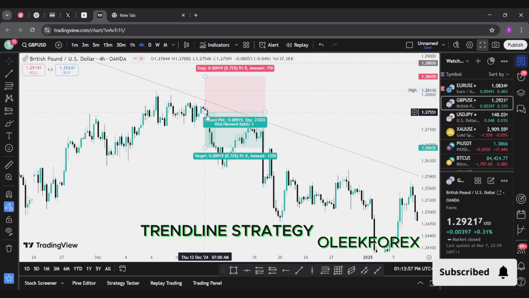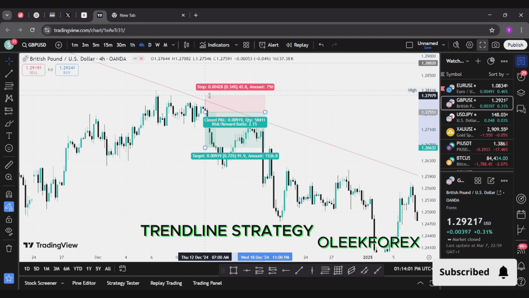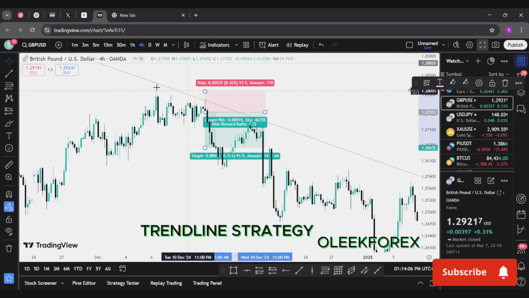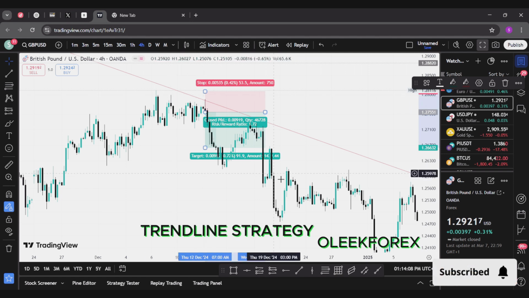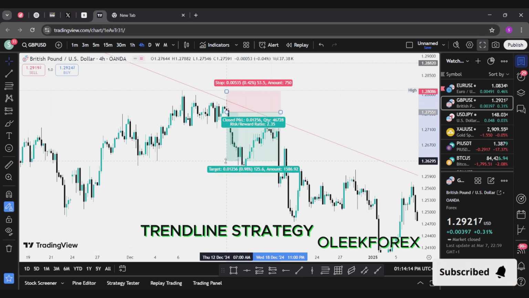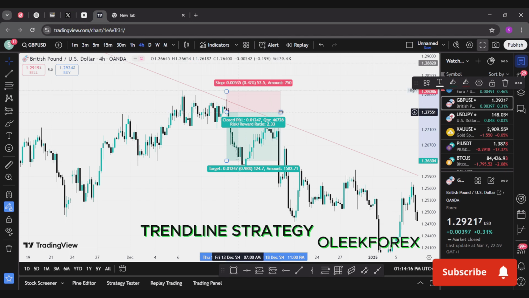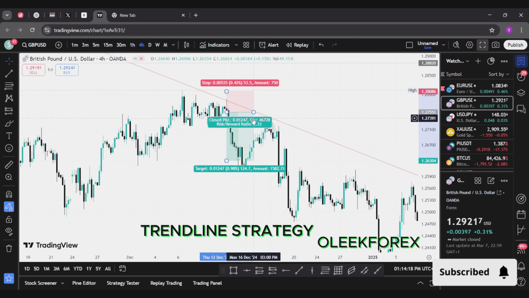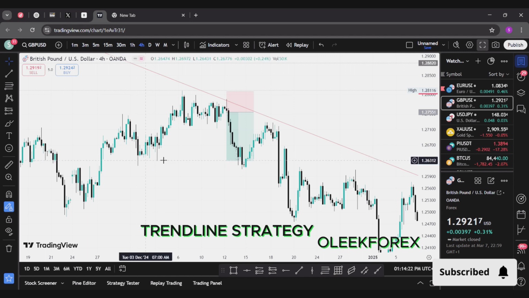As it closes, you take your trade here, put your stop loss just above the trend line, above any high, this liquidity zone. Then just target this part here. You can see how the price came straight to that point before it even decides to return back.